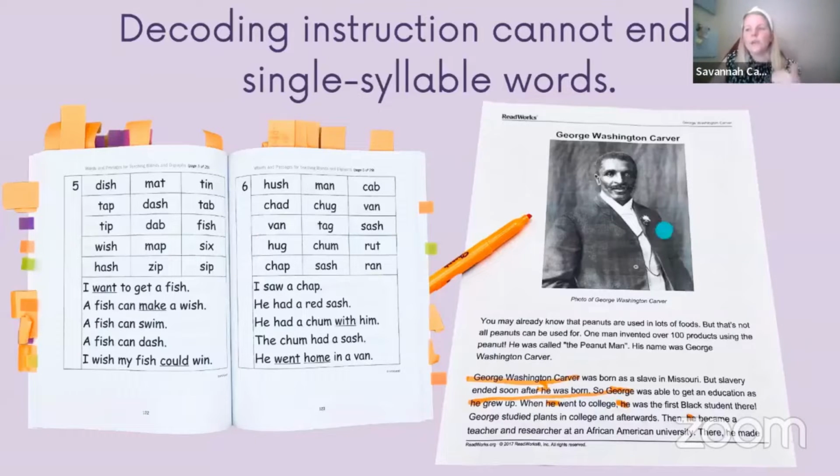And so that's kind of what I want to do tonight: I want to help us to make that transition from this single syllable world that we've been living in K1-2 into being able to decode any multisyllabic word we come across.